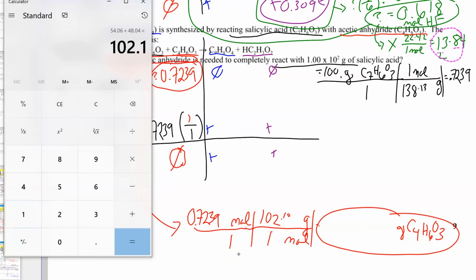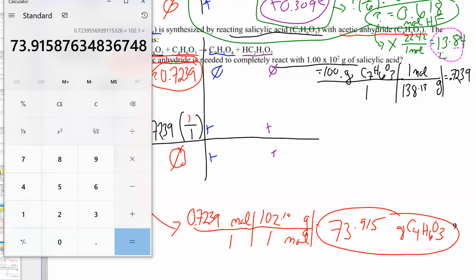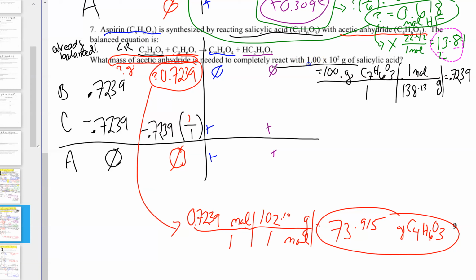So we need to take our 0.7239. Now, to make it better without any uncertainty, let's just get that number back. So 100 divided by 138.13. That's that 0.7239 number, times the molar mass, 102.1. That's going to give us 73.915 grams. And if you look at the original problem, there's 1, 2, 3 sig figs. So there should be 3 sig figs in the final answer. 1, 2, 3. Look to the right. So my final answer is 73.9 grams of my acetic anhydride.